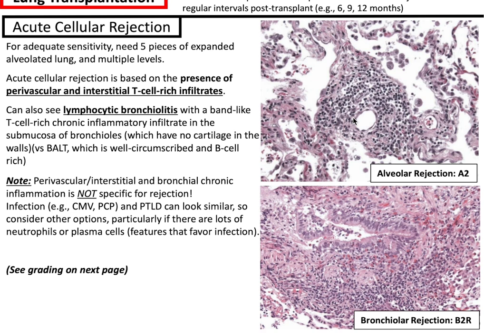You can also see lymphocytic bronchiolitis with a band-like T-cell rich chronic inflammatory infiltrate in the submucosa of bronchioles, which have no cartilage in the walls, as opposed to BALT, which is bronchus-associated lymphoid tissue, which is well circumscribed and B-cell rich. Note, perivascular/interstitial and bronchial chronic inflammation is not specific for rejection. Infection like CMV, PCP, and post-transplant lymphoproliferative disorder can look similar, so consider other options, particularly if there are lots of neutrophils or plasma cells, features that favor infection.